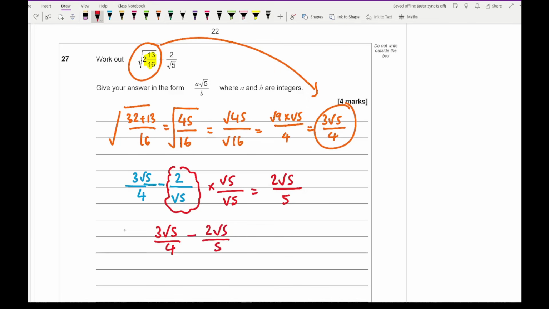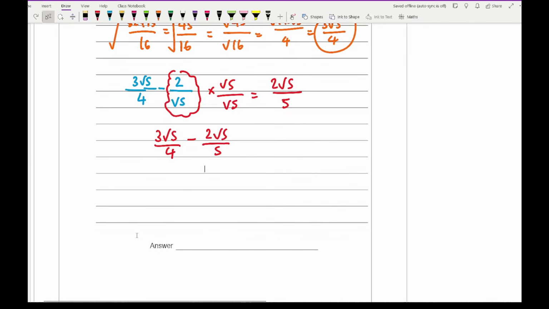Now, when I'm subtracting, I want to try and get a common denominator. So my common denominator here is going to be 20. So I multiply this first fraction by 5. So that becomes 15 root 5. And the second one by 4, which then becomes 8 root 5. And then from this we get 15 minus 8 root 5 is 7 root 5 over 20. And there is my final answer.